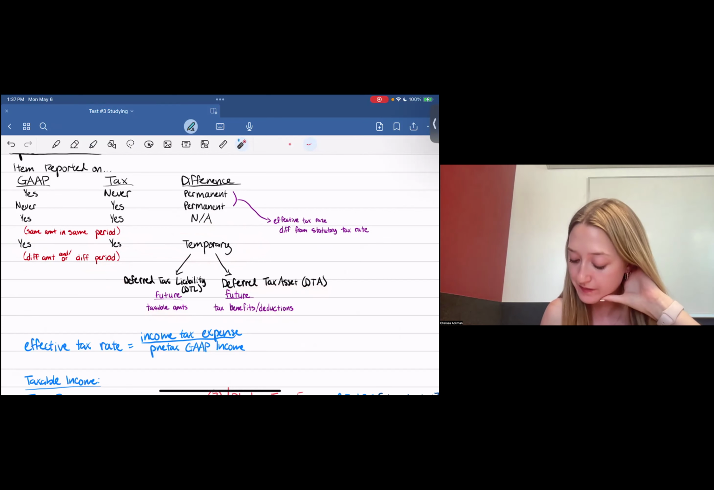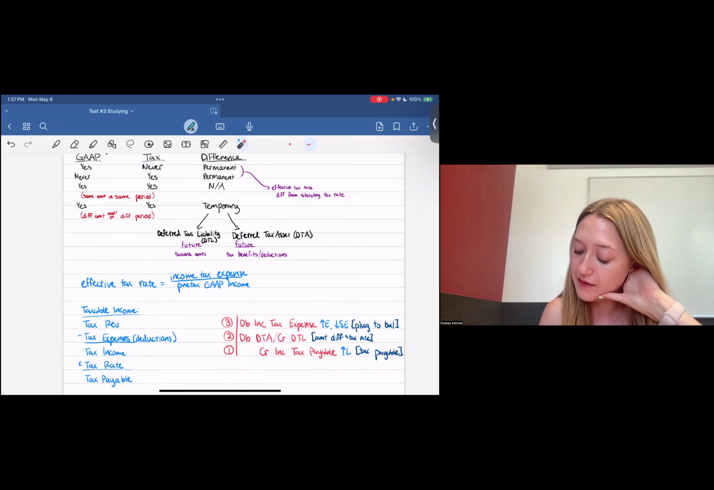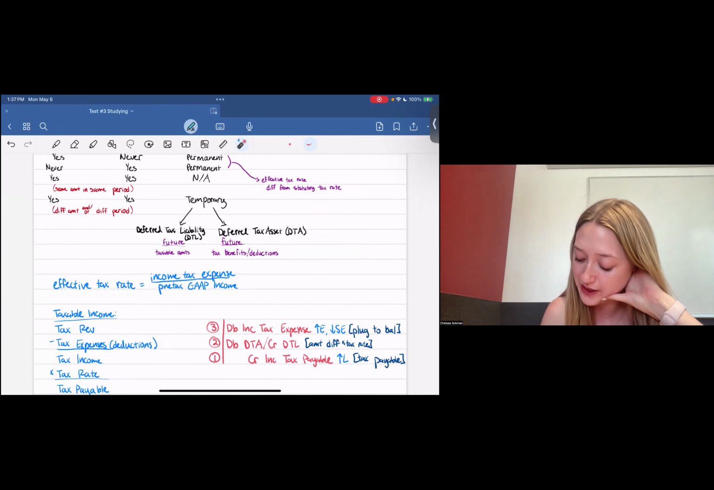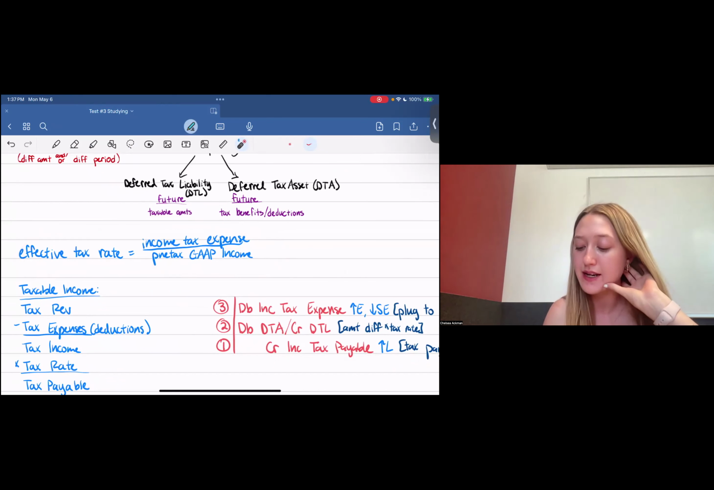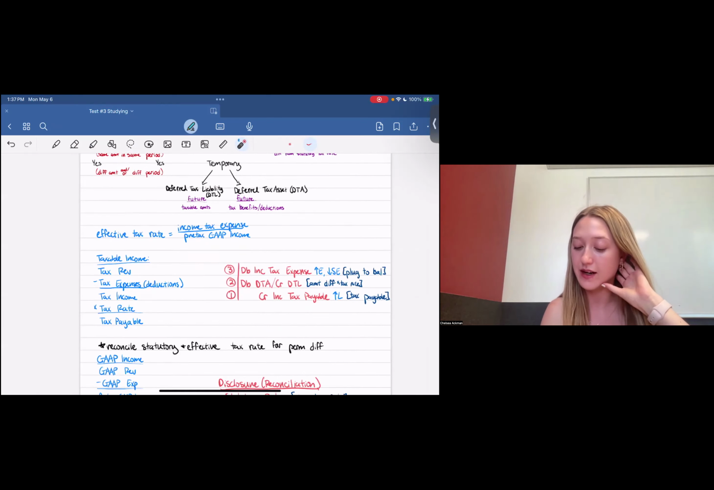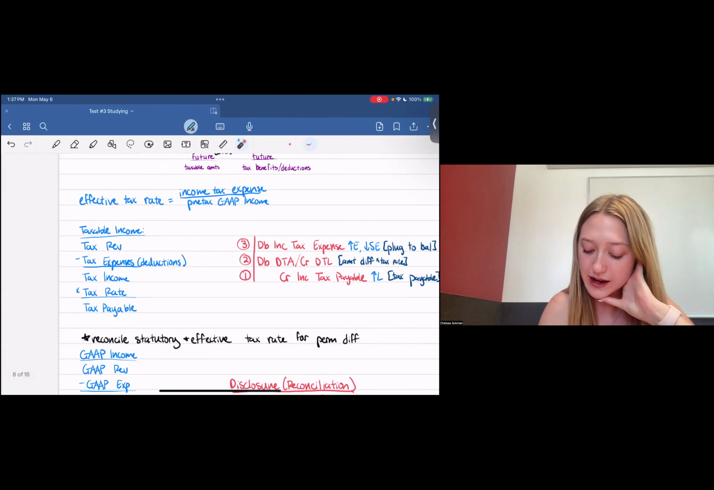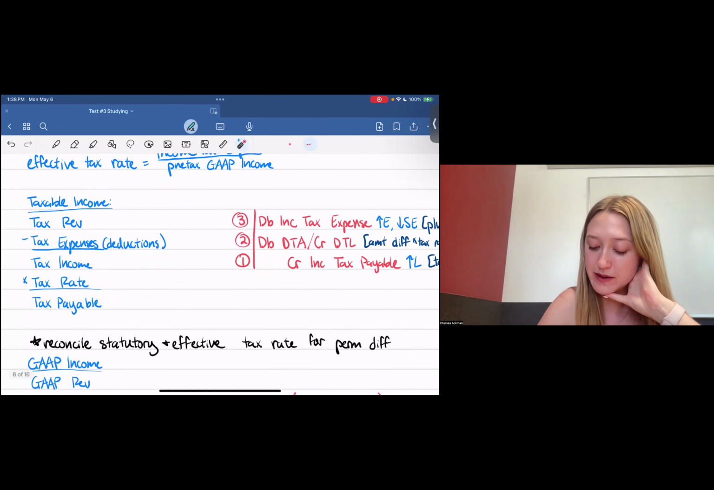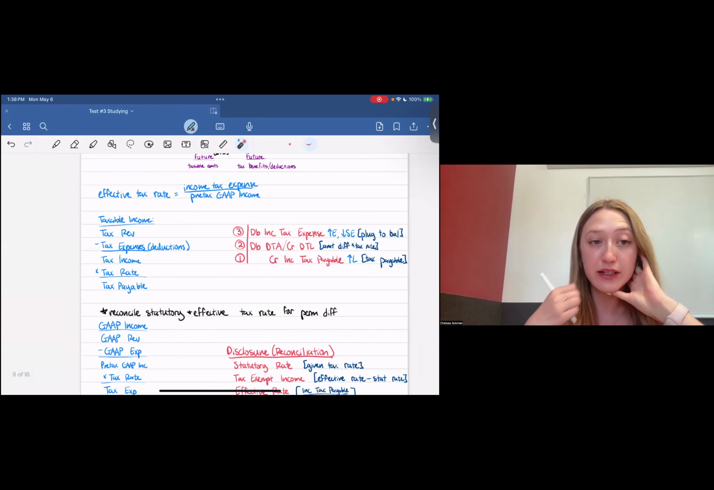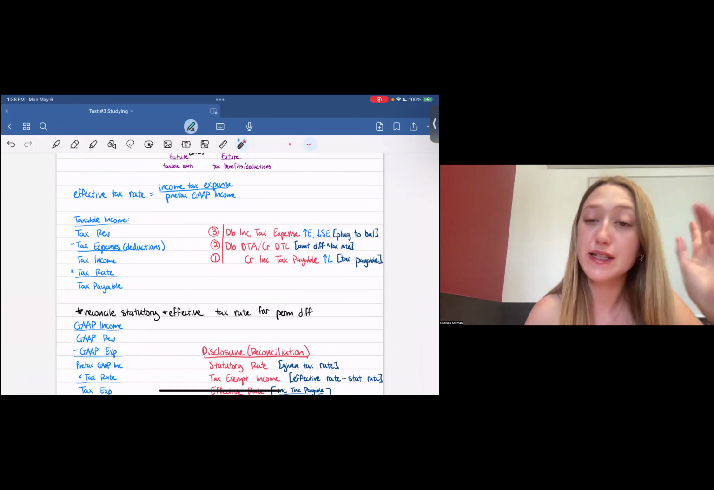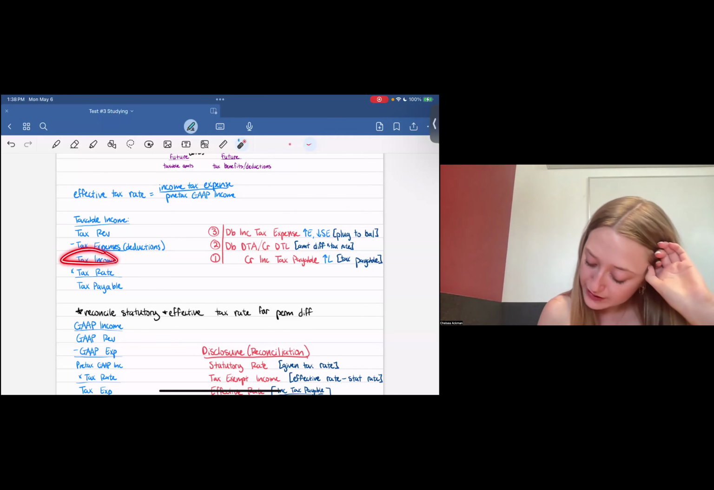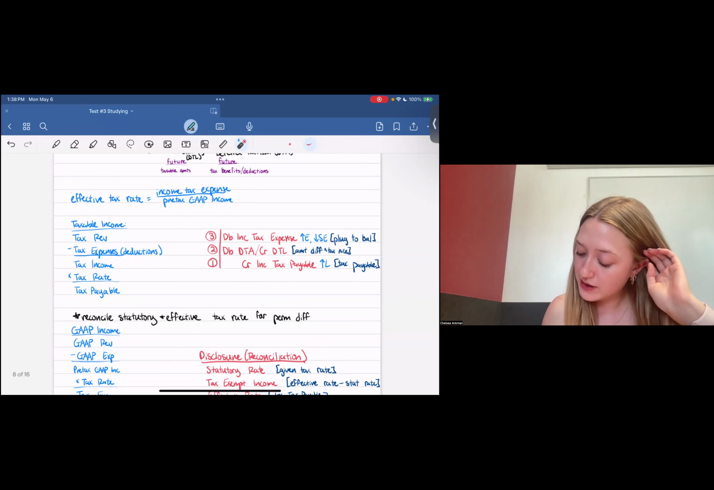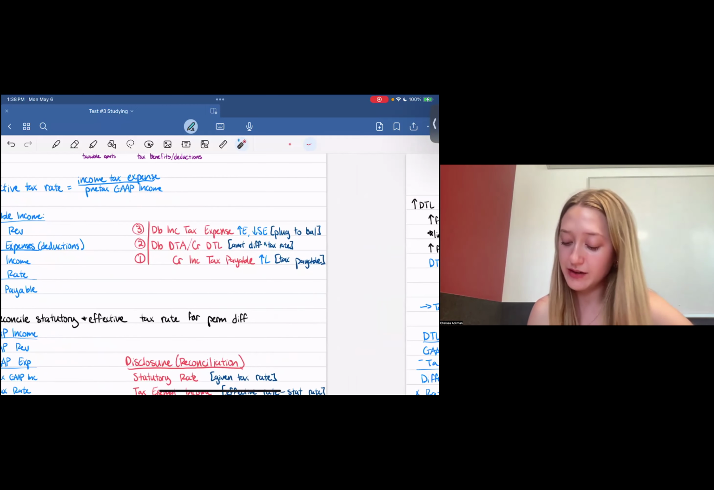So looking at the effective tax rate first, if we have a permanent difference, the effective tax rate is equal to the income tax expense divided by the pre-tax GAAP income. So we're going to look at this calculation a bit, which is taking taxable income, which is the tax revenue, minus your tax expenses or deductions, which equals your taxable income, times your tax rate gives you your tax payable. So this will give us our initial entry.